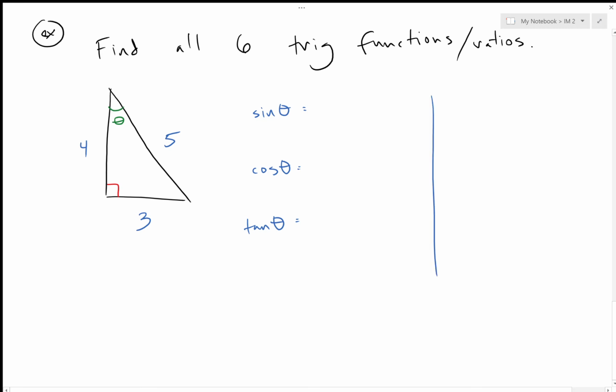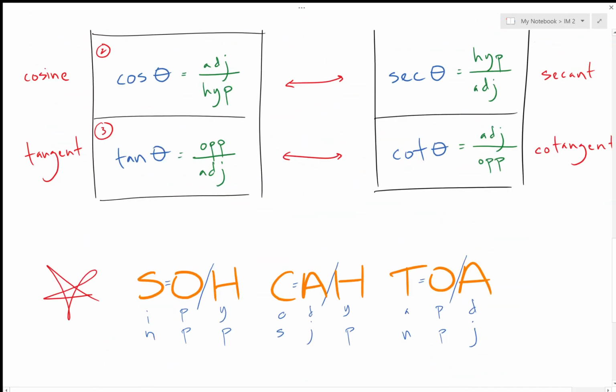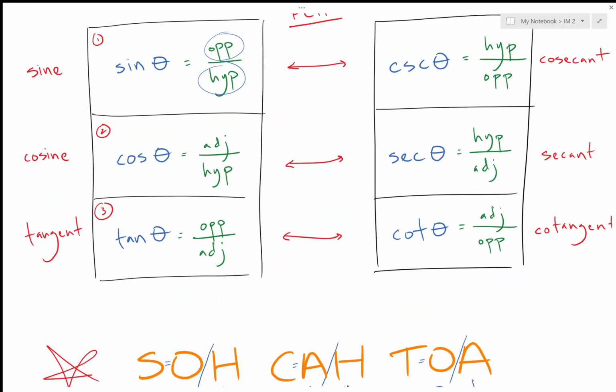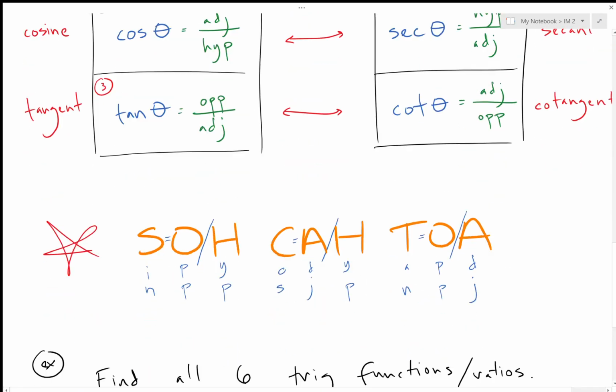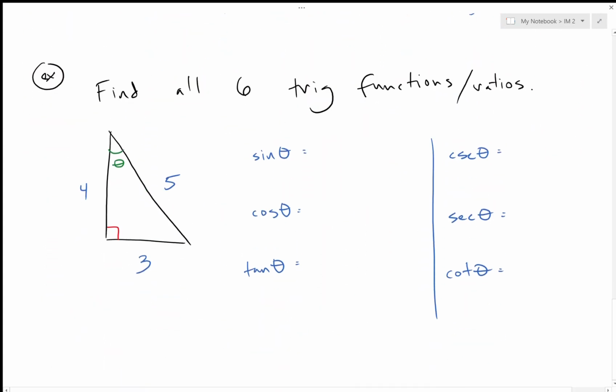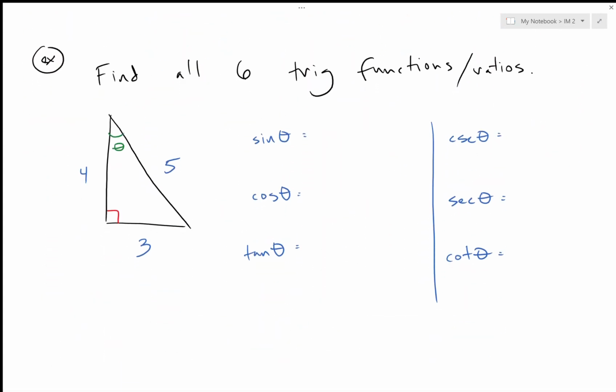The one that goes with sine is cosecant. The one that goes with cosine is secant. And the one that goes with tangent is cotangent. Those are the six. So we need to find all of those. And if I look back up at the tables, they're just made up of these words: opposite, hypotenuse, adjacent. If I label the sides of my triangle with those words, all I need to do is fill in the numbers. So let's take a look.